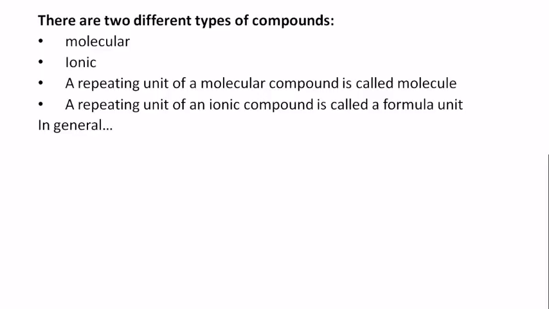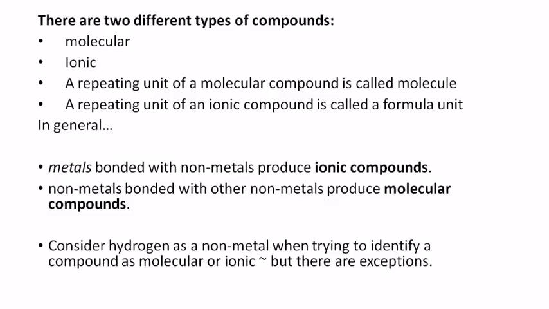One of the things I want you to know is that if you have isolated one piece of a molecular compound, we call that a molecule. For instance, we looked at formulas of compounds. If we isolate one unit of a molecular compound, we have a molecule. If we are able to isolate one repeating unit of an ionic compound, then we have a formula unit. That doesn't sound very significant right now, I know.